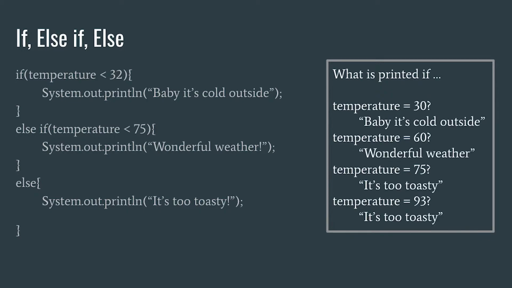Here are the answers. If our temperature is 30, we're going to check if 30 is less than 32. Yes, it is, so we're printing "Baby, it's cold outside," and then we're done. If our temperature is 60, well, we check, is 60 less than 32? No. Else if, okay, is 60 less than 75? Yes, "Wonderful weather." Number 3, if our temperature is 75, we check, is 75 less than 32? Nope. Is 75 less than 75? No. So we're doing our else, "It's too toasty." Same thing for 93. 93 is not less than 32. 93 is not less than 75, so we're printing "It's too toasty."